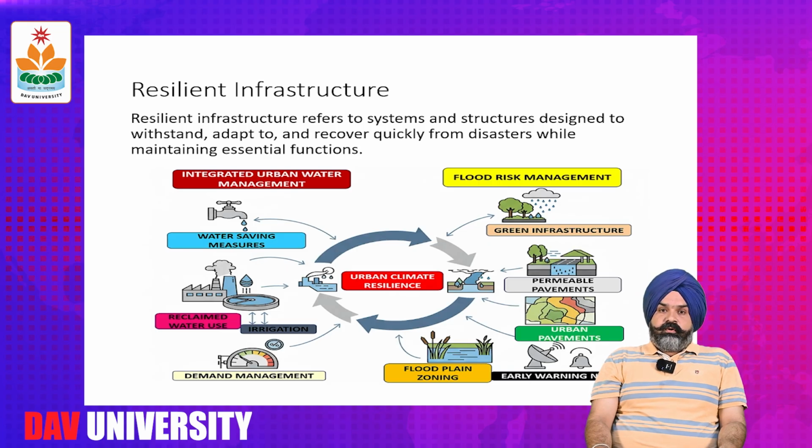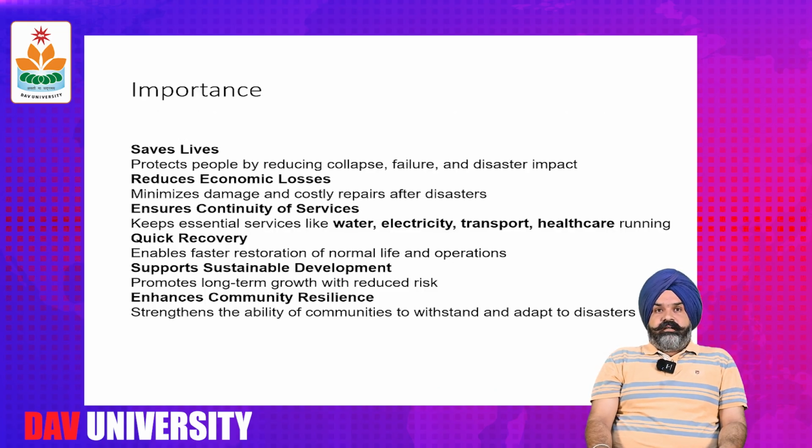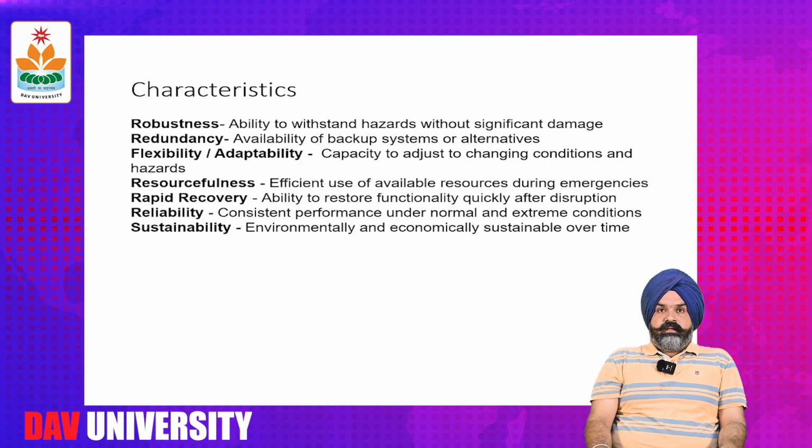Now, talking about the importance of resilient infrastructure: it saves lives, it reduces economic losses, and it ensures the continuity of services like water, electricity, transport, and healthcare. Whenever any disaster or natural calamity occurs, it recovers quickly. It supports sustainable development and enhances community resilience. The characteristics of resilient structures are robustness, redundancy, flexibility, resourcefulness, rapid recovery, reliability, and sustainability.